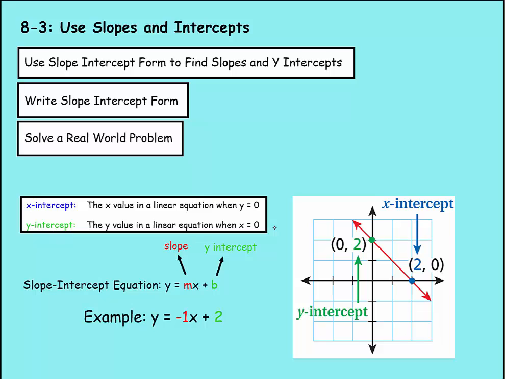So in this case, the y-intercept is 2 because that's what it is when x is 0, and the x-intercept is 2 because that's what it is when y is 0.